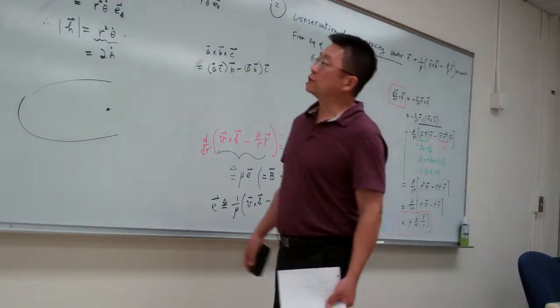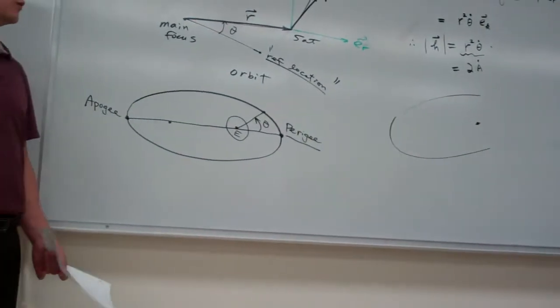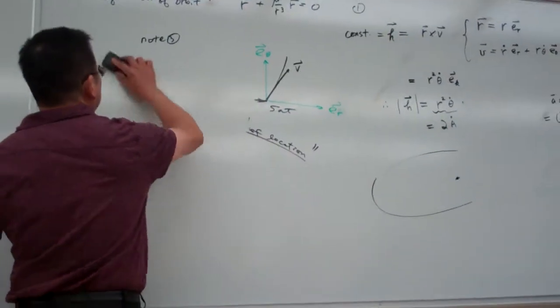The third one I want to talk about is the conservation of the mechanical energy. And that one will give us the definition of the shape of the orbit.